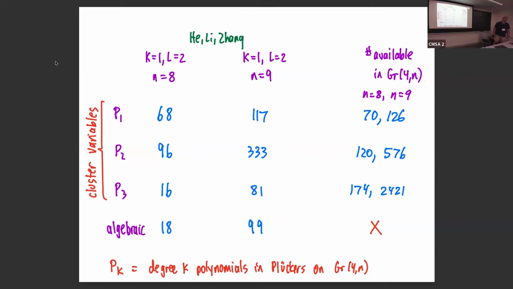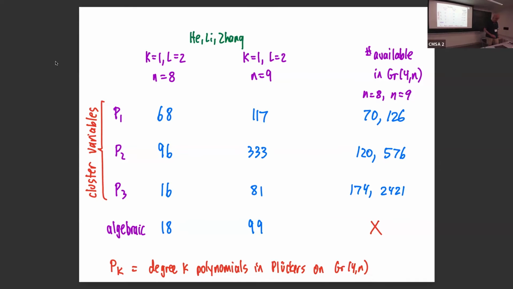So I'm going to say a lot more about these in a few slides. They found for n equals 8, 18 algebraic letters, and for n equals 9, they found 99 algebraic letters. And there's a big red X here because they're not cluster variables. They're closely related to the cluster algebra, as I'll say a little bit, and as I'm sure we'll hear from Danny later in the conference. But the big red X means they're not cluster variables.